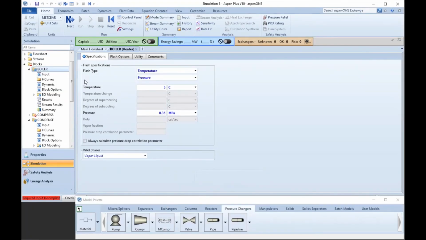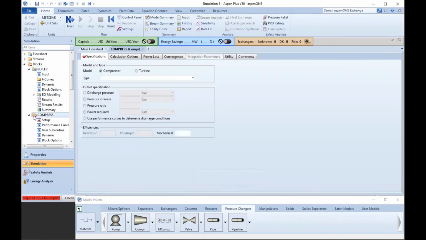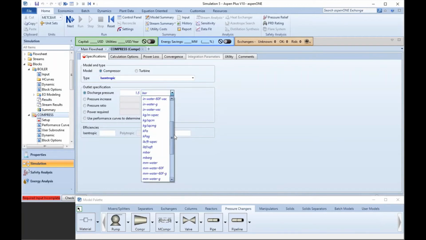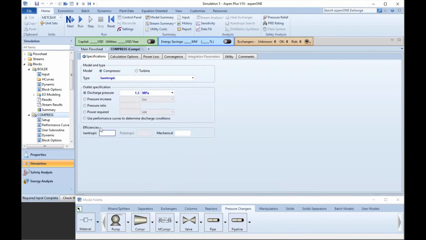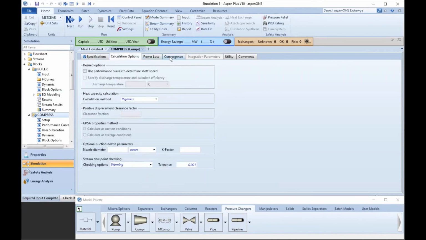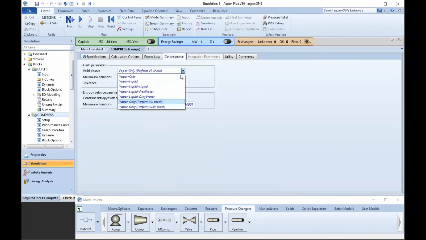So then we'll look at the compressor. And this is isentropic for the type. We'll leave it as compressor for the model. And the discharge pressure is 1.5 megapascals, which again was found from the Mollier diagram. And for the isentropic efficiency, we can assume that to be 1. And then we'll have to go to convergence and put vapor liquid as the valid phases.